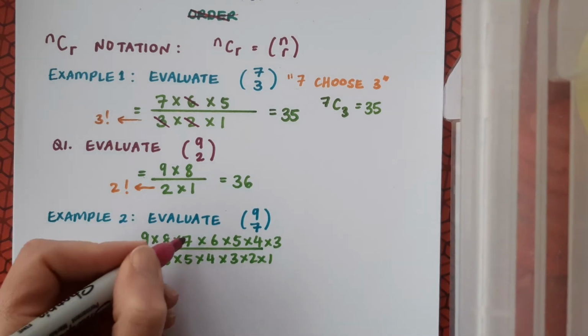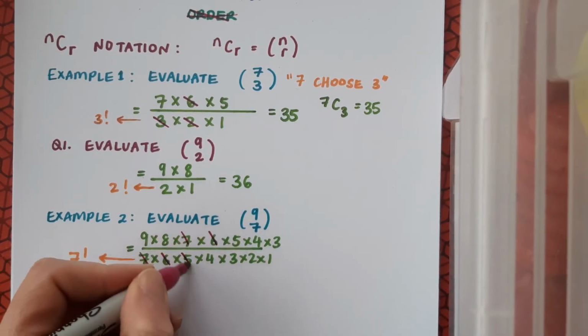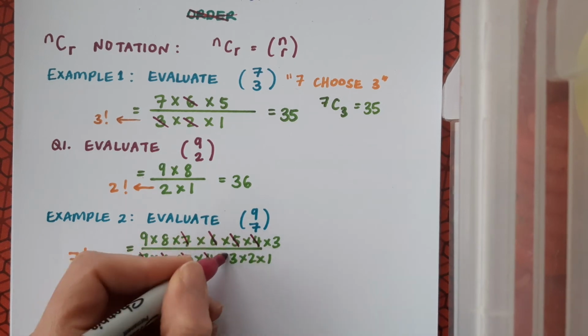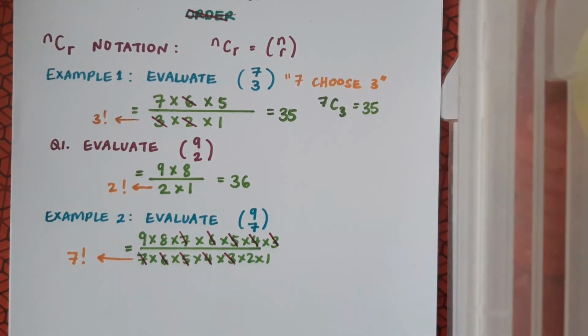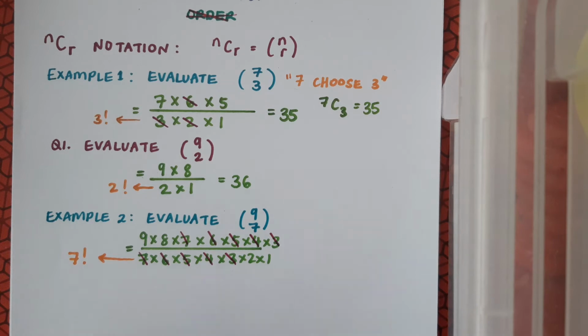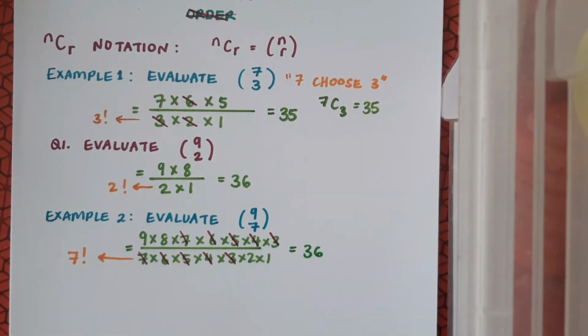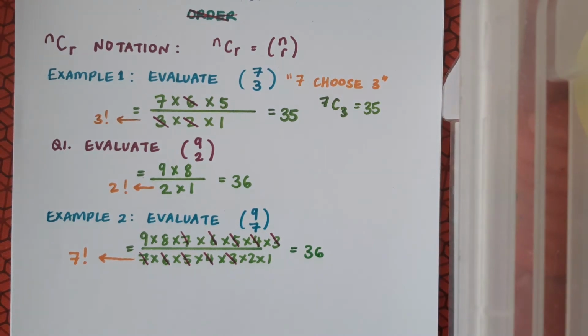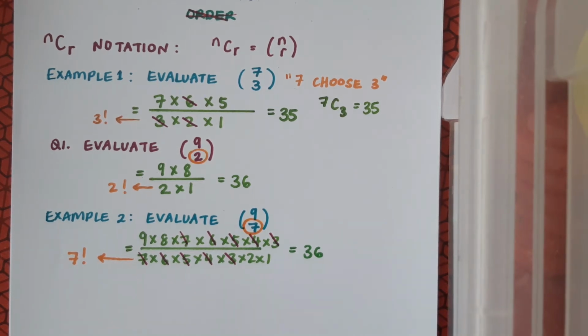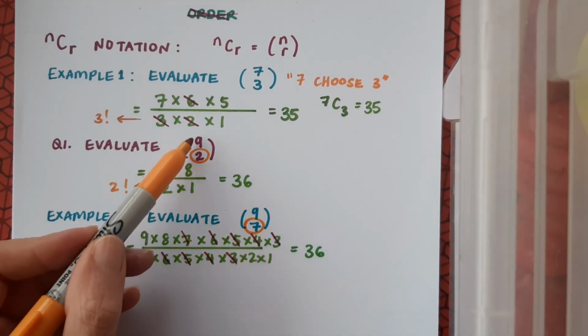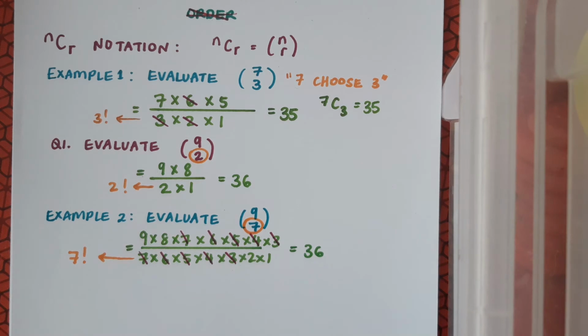So I can do a good bit of cancelling here. The 7s will cancel, and so will the 6s, and the 5s, and the 4s, and the 3. And if I look at my calculation now, I can probably see a similarity to the previous question. I've ended up with 9 by 8 over 2 by 1. So again, I've got an answer of 36. And it's no coincidence, because if you look at the two questions, there's something interesting about them. Their r values add up to the n value, so 2 and 7 add up to the 9. And so whenever that happens, the two solutions will come out to be the same.